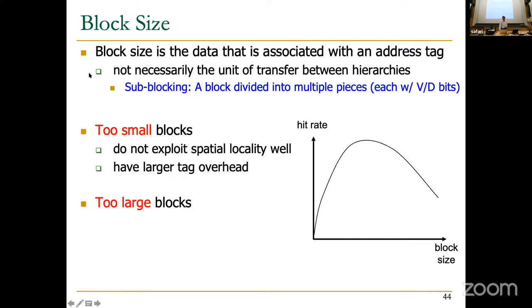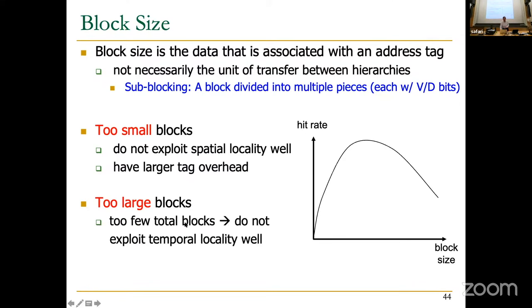So if you have too small blocks, each block doesn't exploit spatial locality well because the block is smaller, 8 bytes, for example, or 1 byte, let's say. And you have larger tag overhead, clearly, right? So basically, that's why your hit rate is low. And as you increase the size of the blocks more and more, you exploit spatial locality better. And you reduce the number of blocks you have in the cache, assuming your cache size is constant. So at some point, your performance starts reducing because the number of blocks you have becomes smaller. So if you have too large blocks, which is at the other end of this curve, you have too few total blocks.